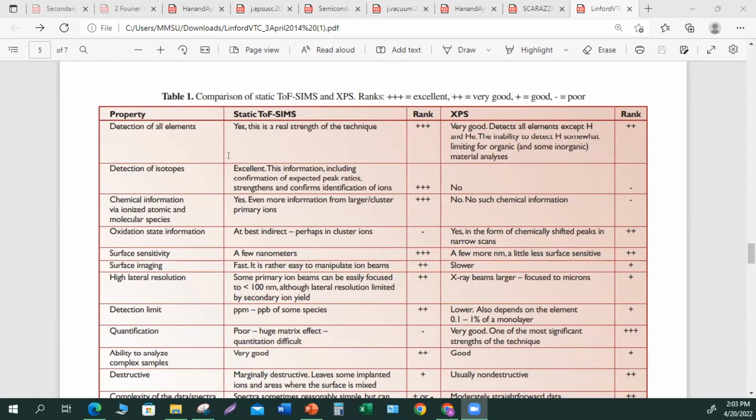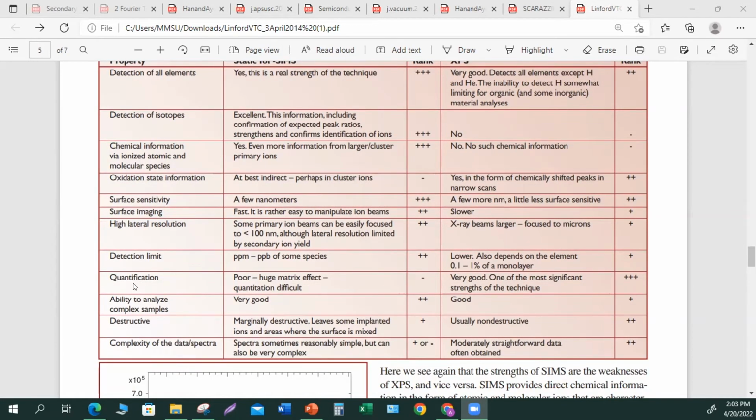So this is Table 1, ma'am, the comparison of static TOF-SIMS and XPS. Here are the properties of static TOF-SIMS, then the XPS. It is a comparison, ma'am, and the weaknesses of TOF-SIMS are also here. So for example, ma'am, for the detection of all elements, TOF-SIMS has a higher rank compared to XPS. So its weakness is quantification according to this table, ma'am. So XPS is better when it comes to quantification. That's it, ma'am. It's a nice table. It shows the comparison between TOF-SIMS and XPS.